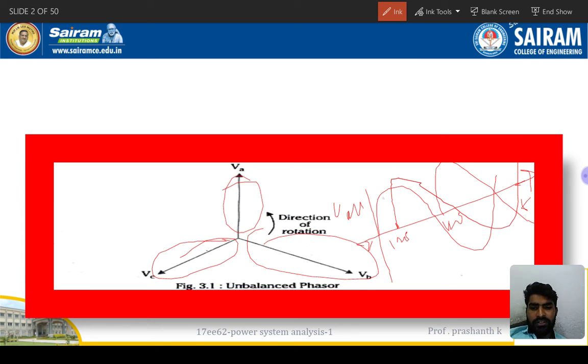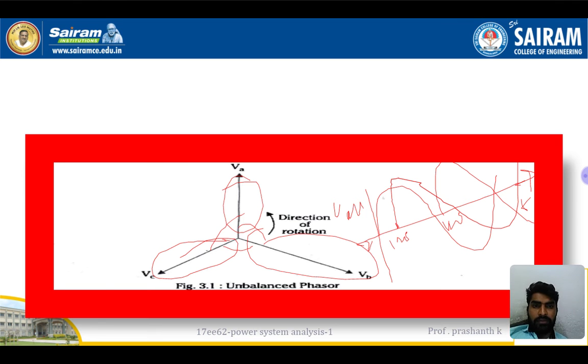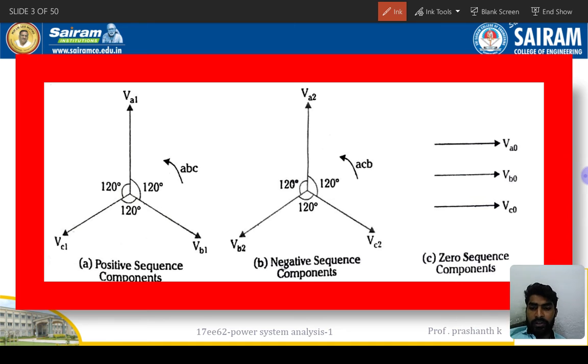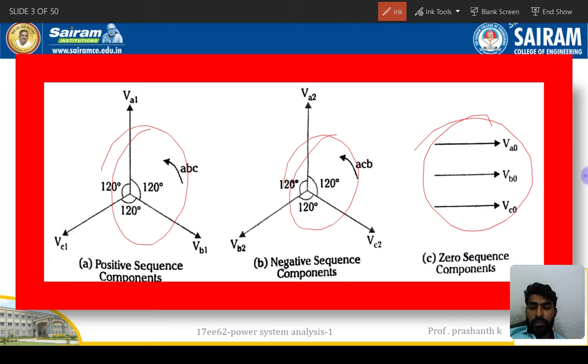If you take this one, it is an unbalanced phasor. Here we are choosing this angle not equal to this angle and this angle, so that's why it is unbalanced. The phase angle is different, and the impedance is also different, that is an unbalanced phasor. From this we have three symmetrical components, that is positive sequence components, negative sequence components, and then zero sequence components. These components are called symmetrical components, or symmetrical phasor components.